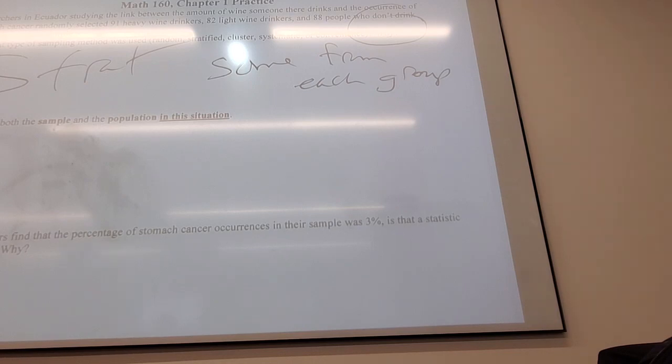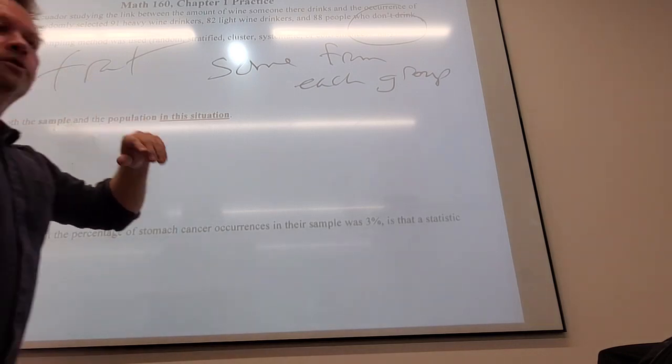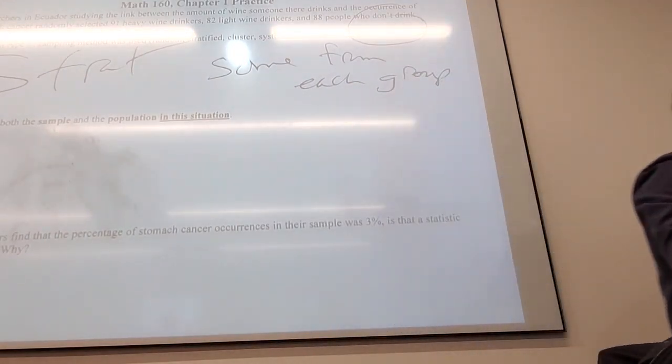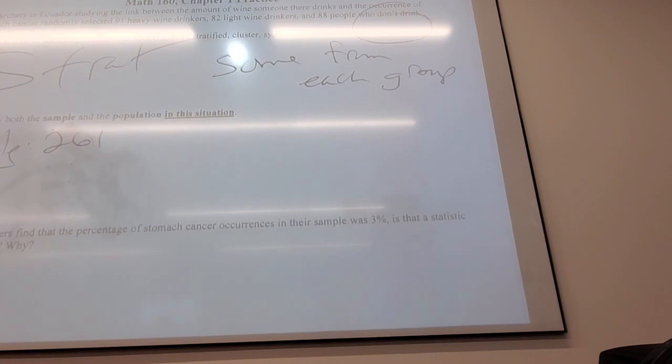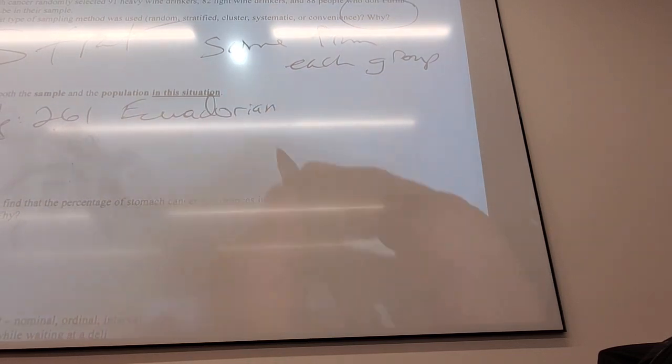Sample and population, right? So the sample, I just tell you. There's a few different ways you could rewrite it. What does it say? 91 heavy wine drinkers, or what do you get when you add them all up? 261. All right, so the sample is 261, what? Ecuadorians. People in Ecuador.